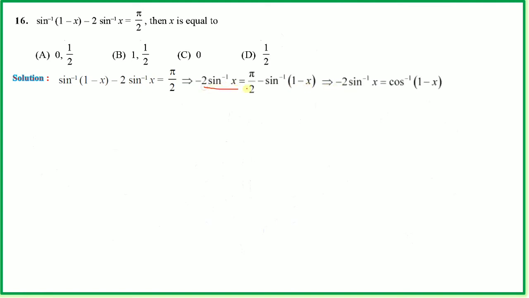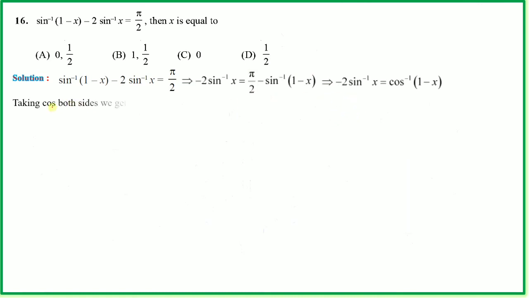Minus 2 sine inverse x as it is, and this 90 minus, first identity: sine inverse x plus cos inverse x is equal to pi by 2. So 90 minus sine inverse x will be cos inverse x, and instead of x we have here 1 minus x. So cos inverse 1 minus x. I hope it is clear.